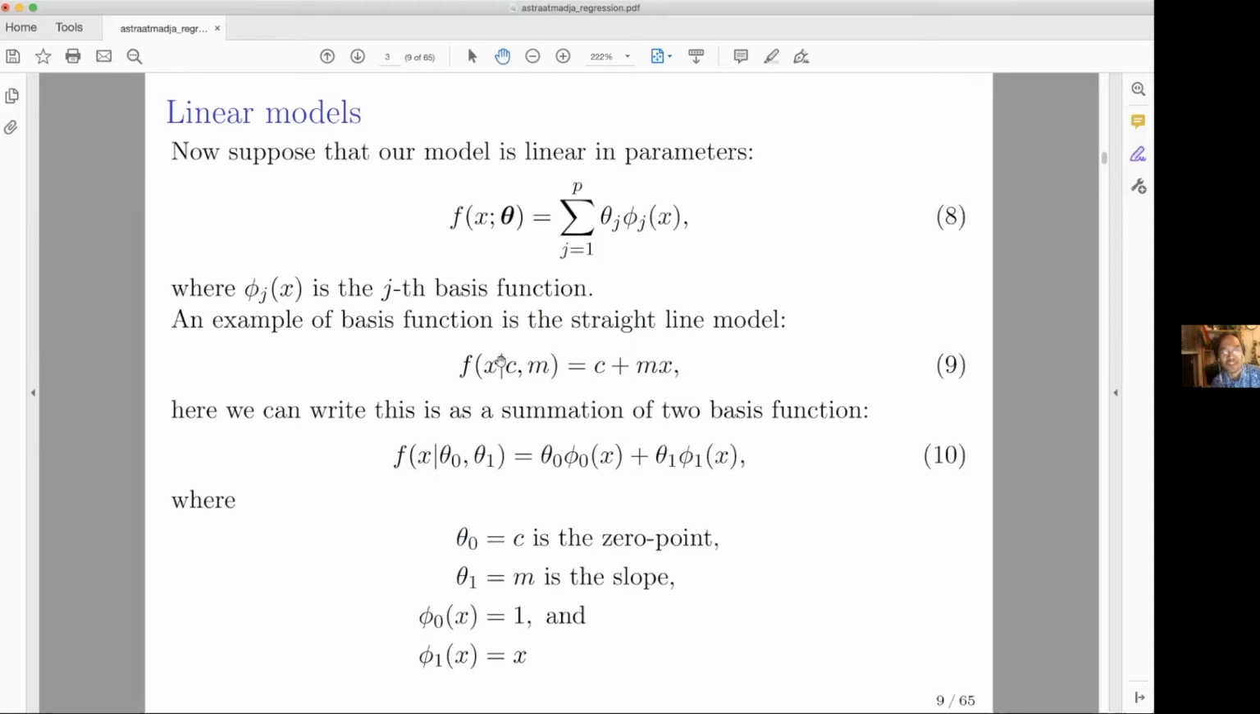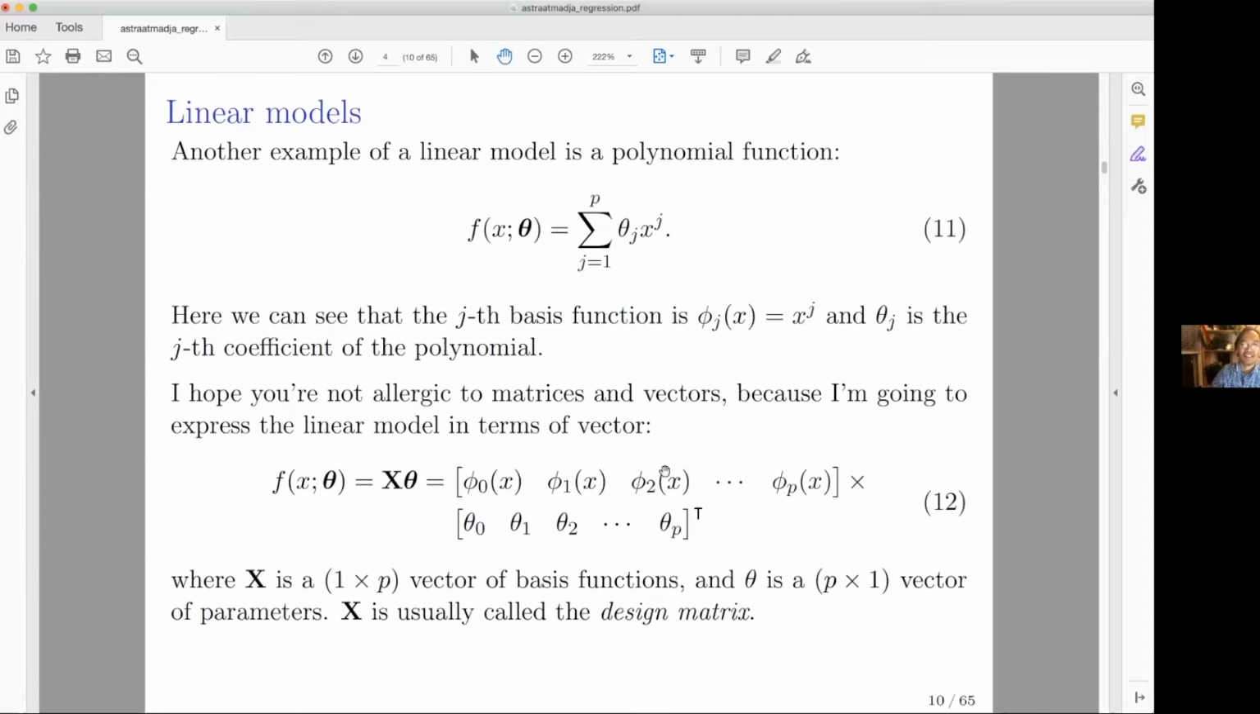and a lot of functions can have this kind of form. So we have seen a linear straight line model. This is basically an addition of two basis functions. So this is 1, and this is x, as described here. The coefficient here is just the zero point, and this is the slope, the gradient. Another example of a linear function is a polynomial function, where here it's just the power of x, and that's the coefficient. Now, a linear model can be expressed in terms of matrices and vectors.